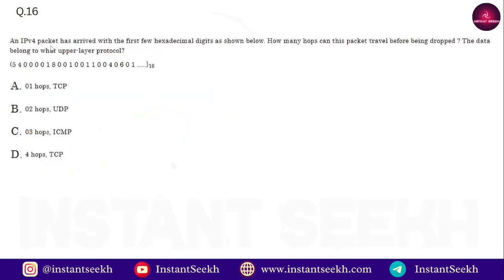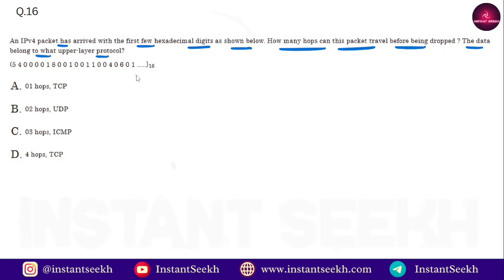Okay, next is an IPv4 packet has arrived with the first few hexadecimal digits as shown below. How many hops can this packet travel before being dropped? The data belongs to the upper layer protocol. So the initial few hexadecimal digits are shown to us. Determine where the TTL is located. If this is the pattern, 54000018001001100406001, so the given is the sequence.